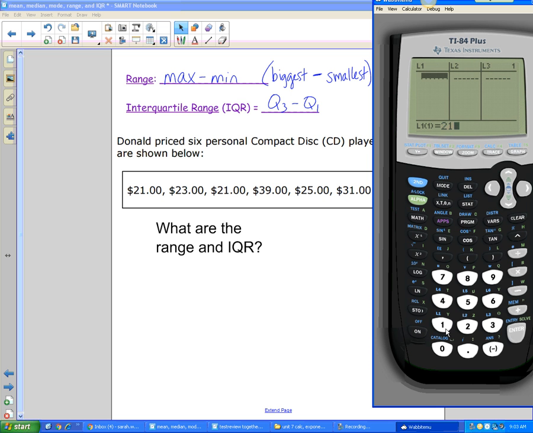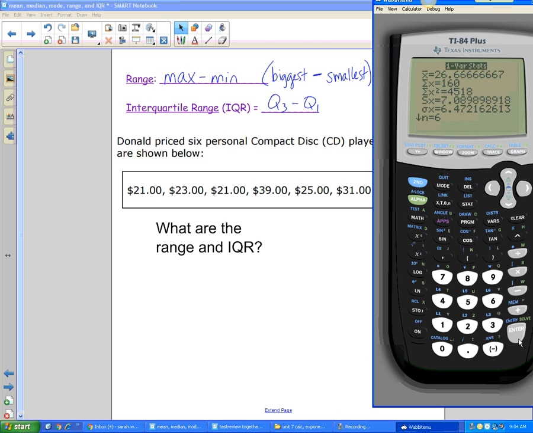I'll get there. 21, 23. Remember, you don't have to put in 0.00. The calculator doesn't care that there's zeros back there. 39, 25, 31. Okay. All right, we got them in. All right, stat, calc. Is there one after 31? No. Okay. All right, we're still doing statistics. Enter, enter, enter.